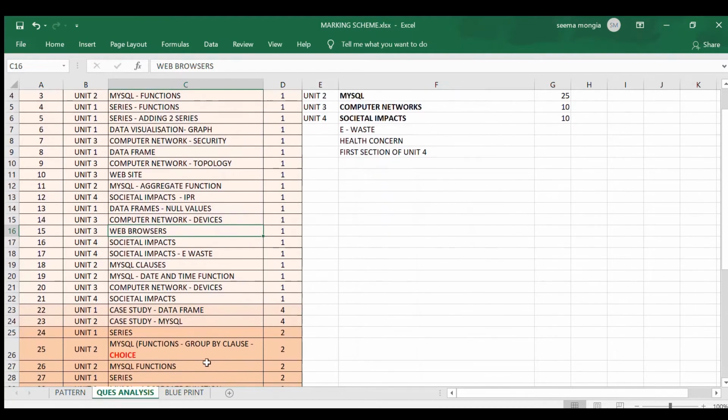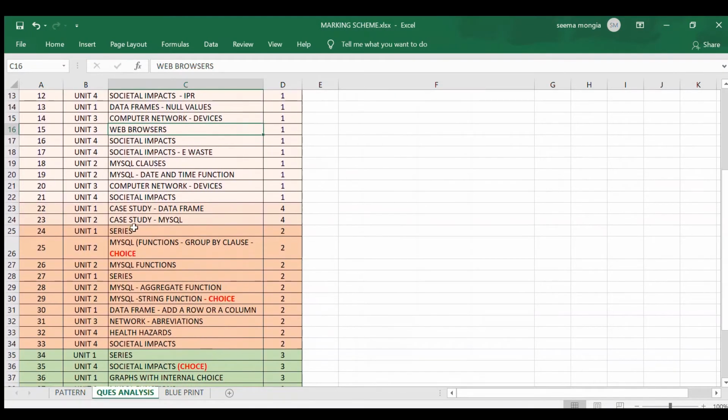When I talk about question number 22, 23, these two case studies, these are 4 marker questions, one from data frame, one from MySQL. So there is no choice in this, but an internal choice of one part is given over here.